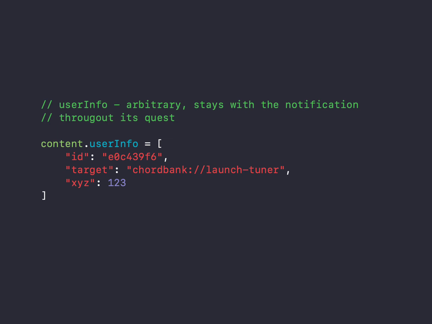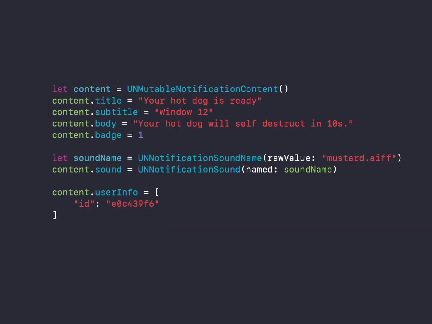And then this is a holdover from before, and it's very useful. You can put arbitrary info into your content object, and then you'll get it back later in the delegate method. So here's your whole notification content object. It's got a bunch of stuff in it. What do you do with it now?